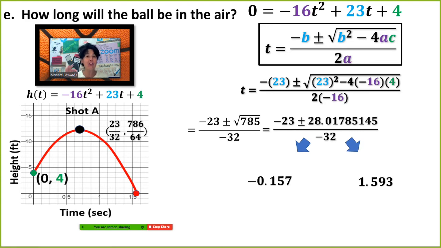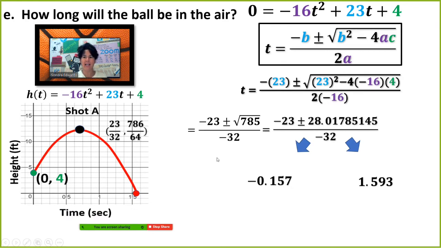That is not in the domain of this story problem because this equation only represents the flight of the ball from when it leaves the player's hand until it hits the ground. After that, this equation does not indicate the location of the ball. So this one right there, we're throwing out.